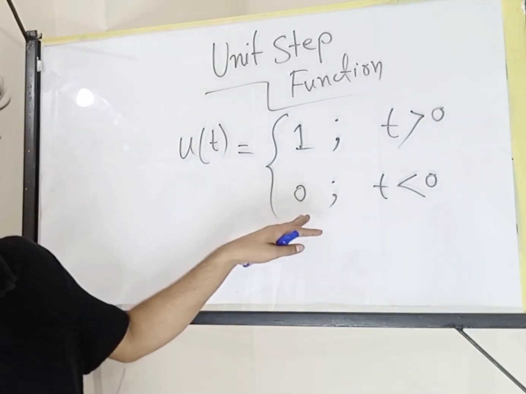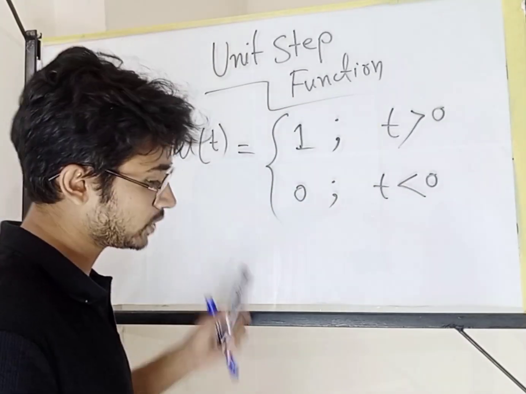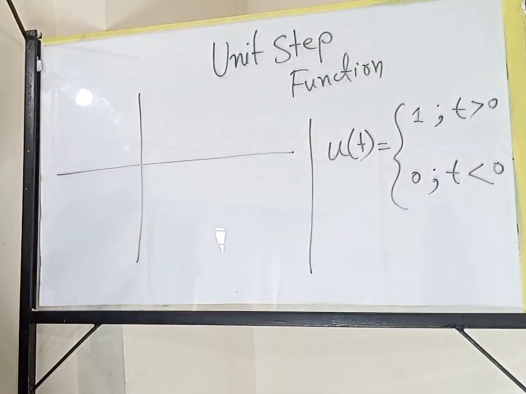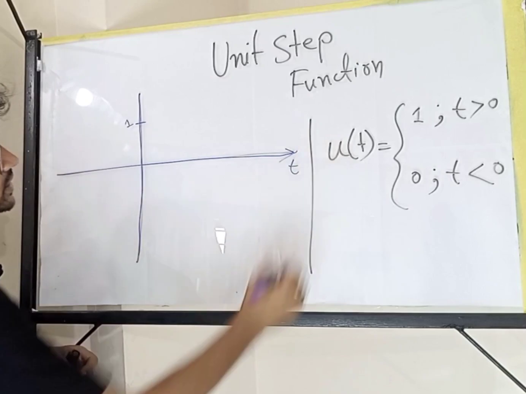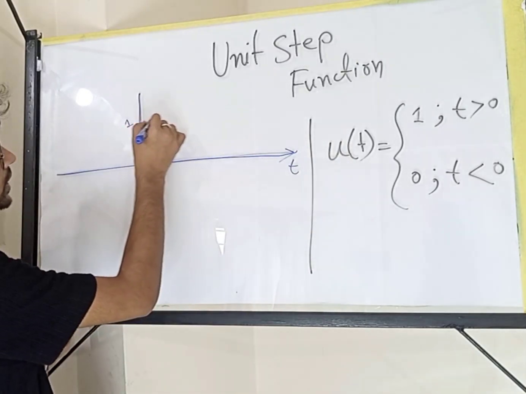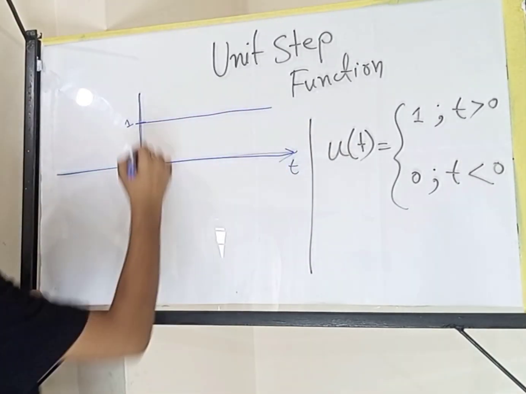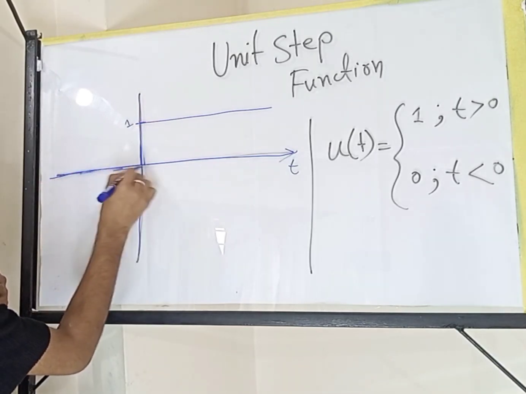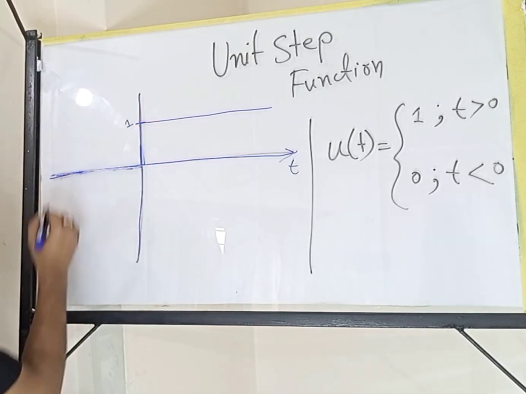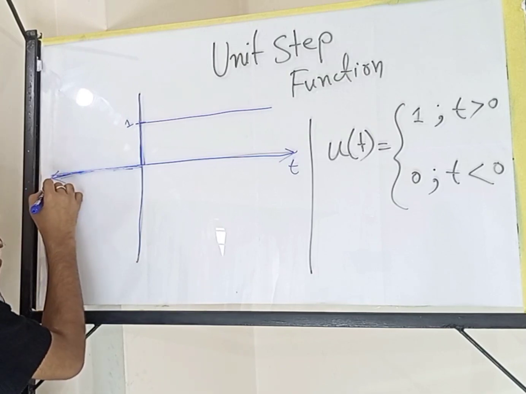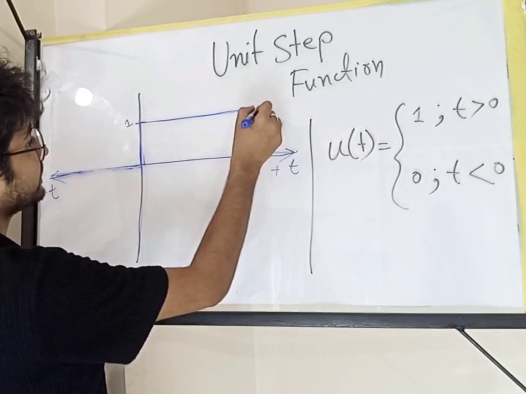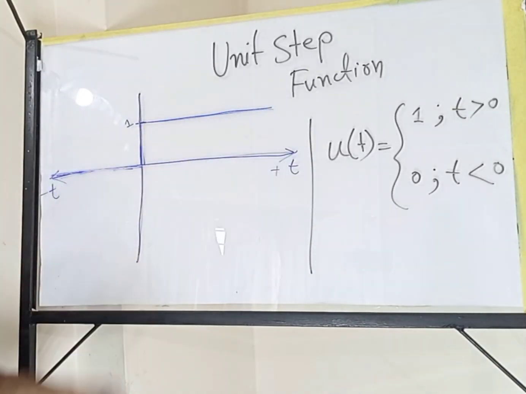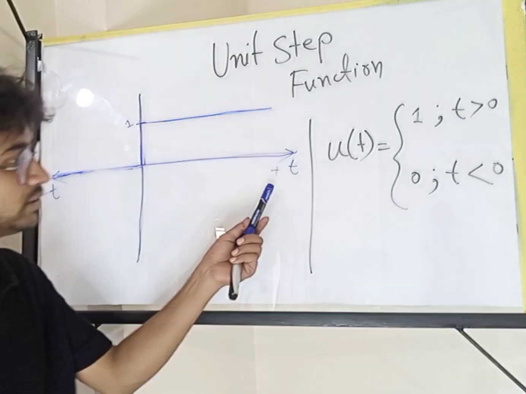So how does it look? I'm going to draw the figure, draw the line. If you put a value of t greater than 0, in this part, you will always get the value 1. And you will get 0 here, where the value is negative t. Here the value is positive t. So that is why you will always get the value like this. This is called the unit step function, where for the positive values, the amplitude is 1.